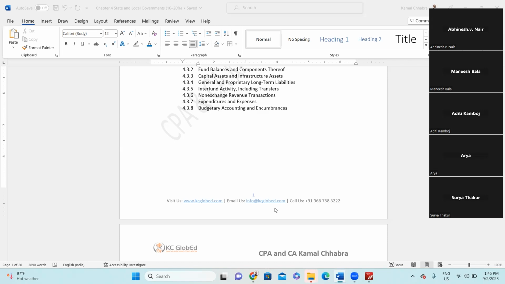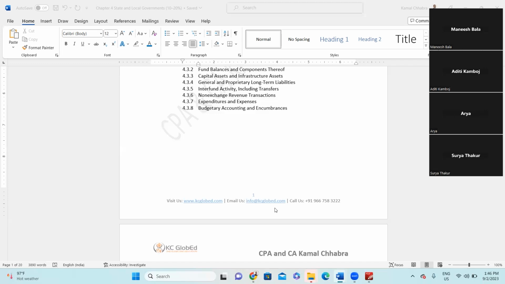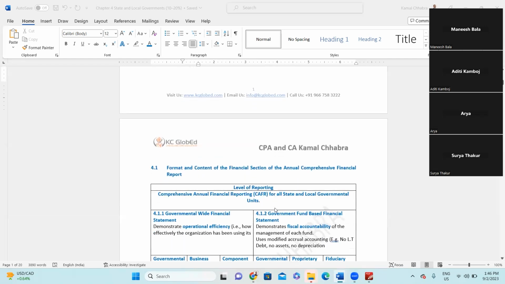Encumbrances are commitments which government has given to another government or other people, for which they have expected liability in future. Like for a company, you have already issued a purchase order to the vendor. That means that is called a commitment which you need to fulfill in future, right? So those all things come under encumbrances. So this is all will come in governmental accounting.